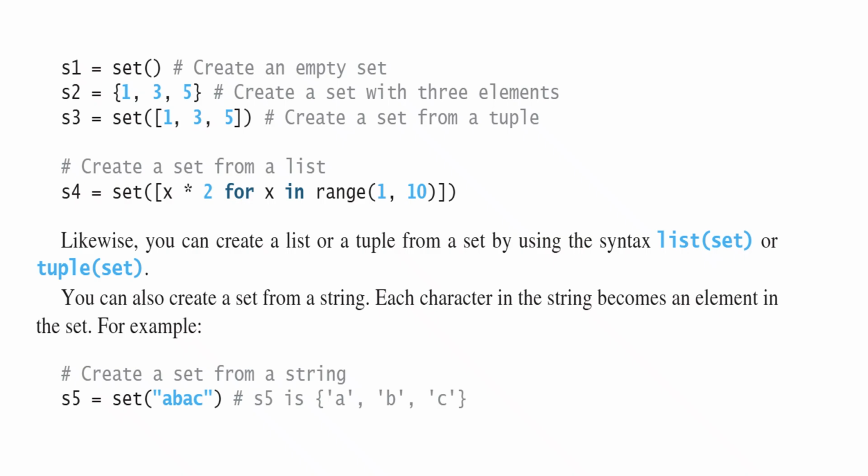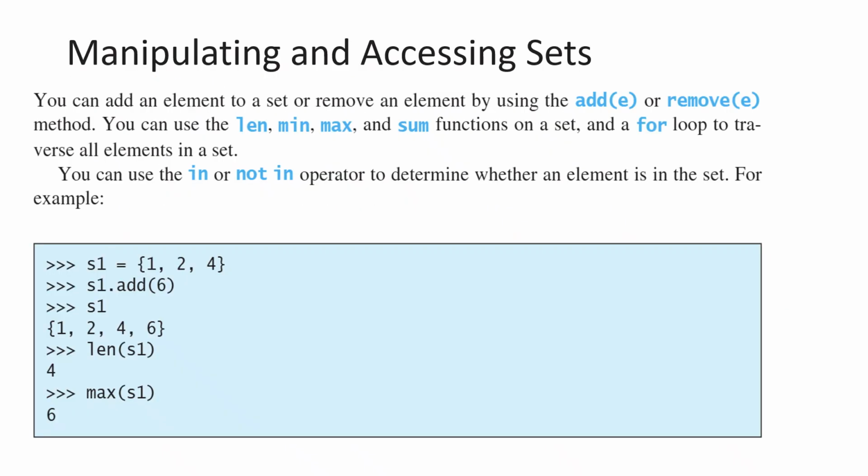Likewise, you can create a list or tuple from a set by using the syntax list of set or tuple of set. You can also create a set from a string. Each character in the string becomes an element in the set. For example, create a set from a string: s5 is equal to set of ABAC. The set is A, B, C.